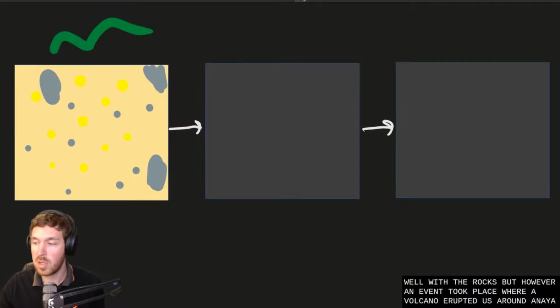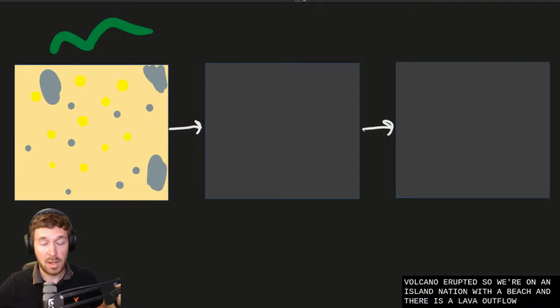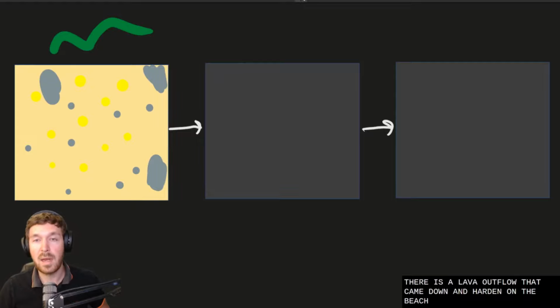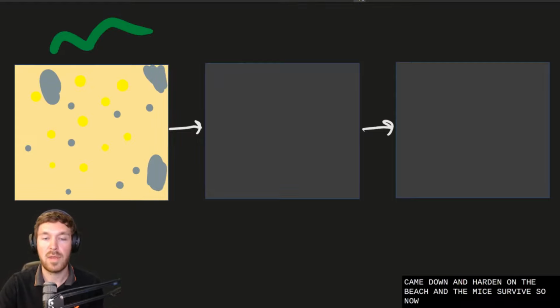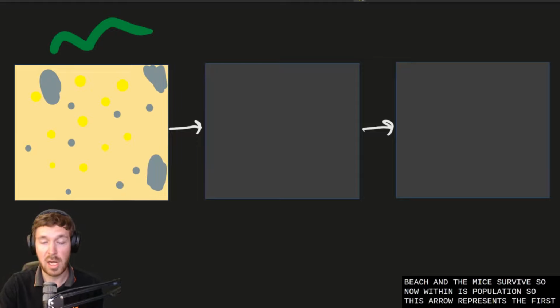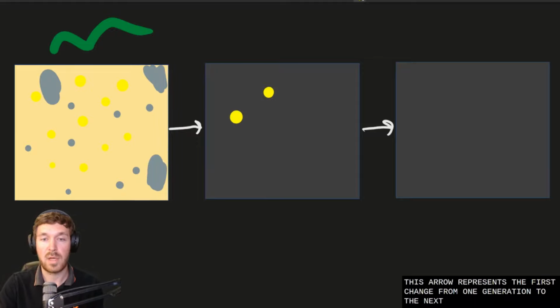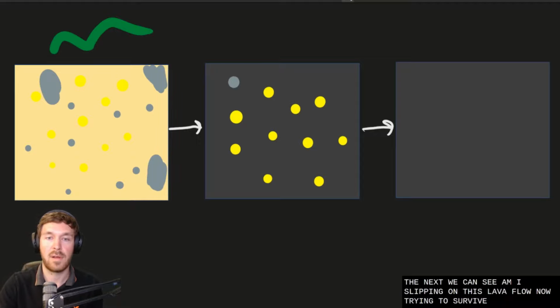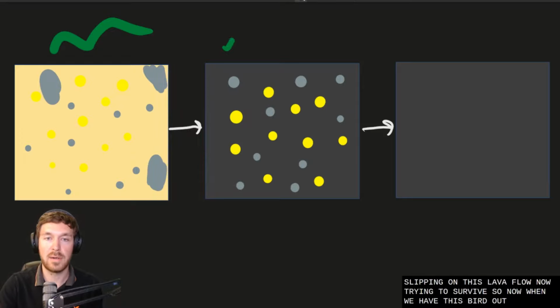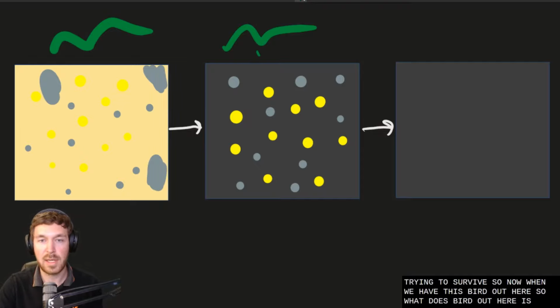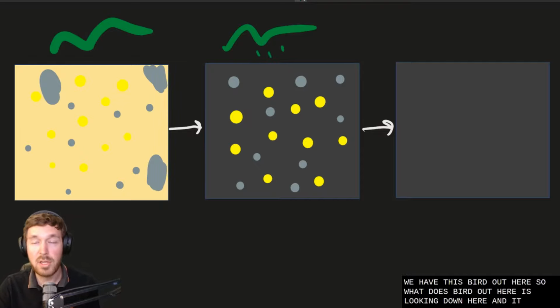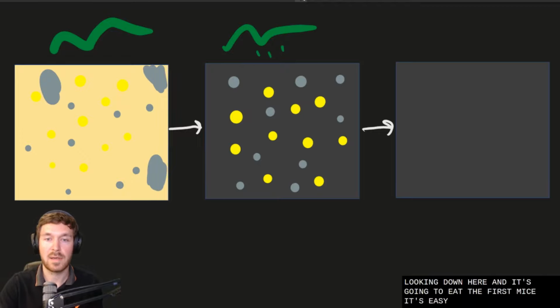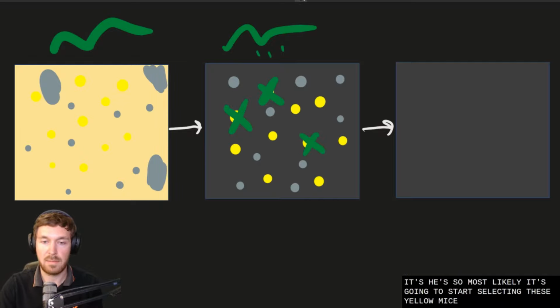So we're on an island nation with a beach, and there was a lava outflow that came down and hardened on the beach, and the mice survived. So now, within this population, this arrow represents the first change from one generation to the next, we can see the mice living on this lava flow now, trying to survive. Now, when we have this bird out here, this bird is looking down here, and it's going to eat the first mice it sees. So most likely it's going to start selecting these yellow mice and eating them.